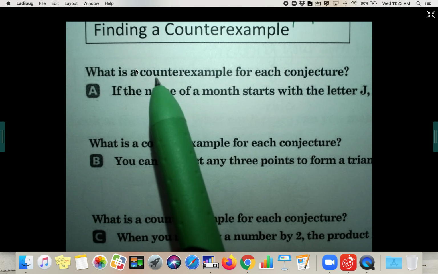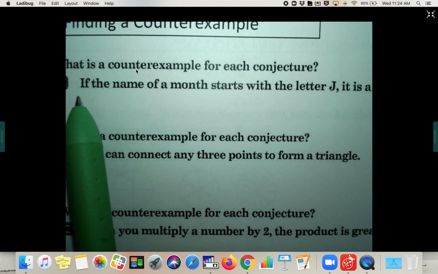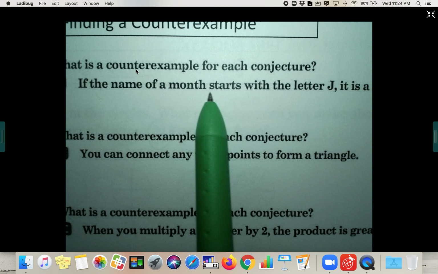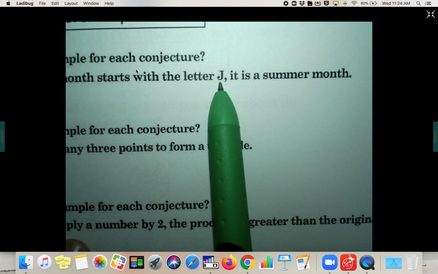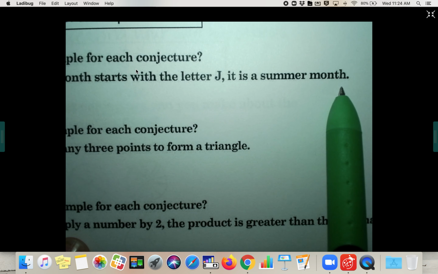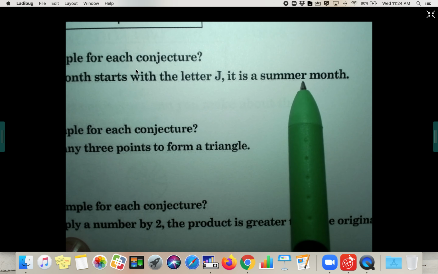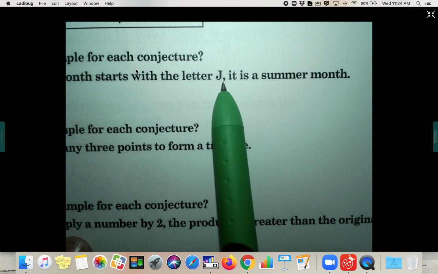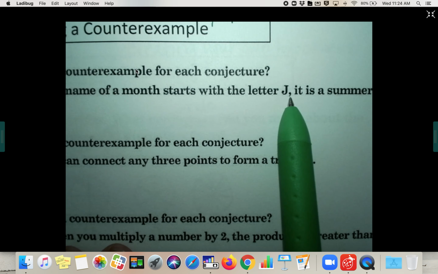So let's talk about what a counterexample would be for each conjecture. So A, if the name of a month starts with the letter J, such as June or July, it is a summer month. Is that true? If it is, then we can't come up with a counterexample. But if it is false, we can come up with a counterexample to prove this conjecture is false.